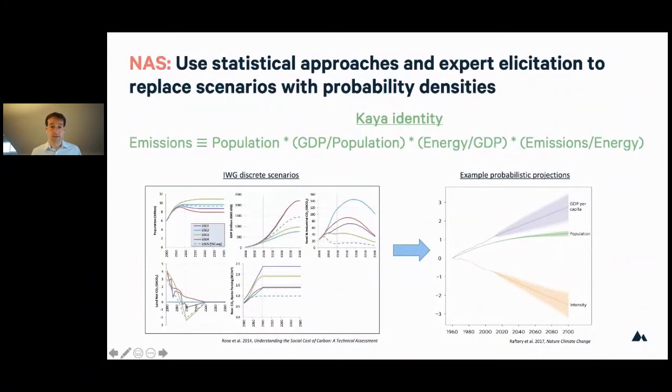And so what they were suggesting is that we should move from this set of 5 discrete scenarios that were used and averaged across for the previous estimates of the SCC by the federal government to instead laying out something that's more like this, where you have probability densities of different components of the Kaya identity for population, economic growth, and so on.